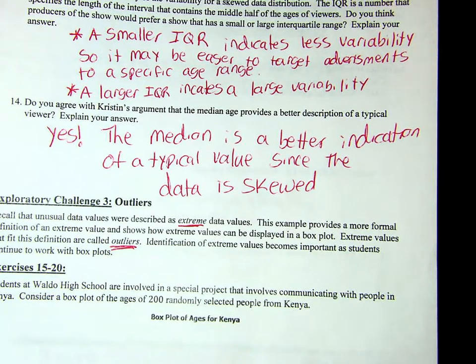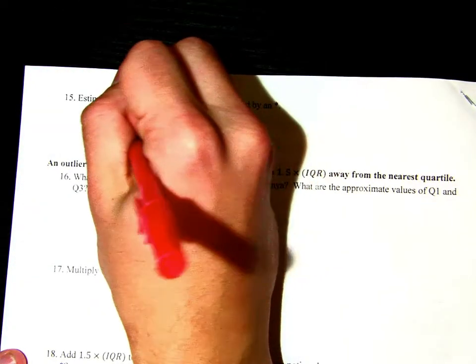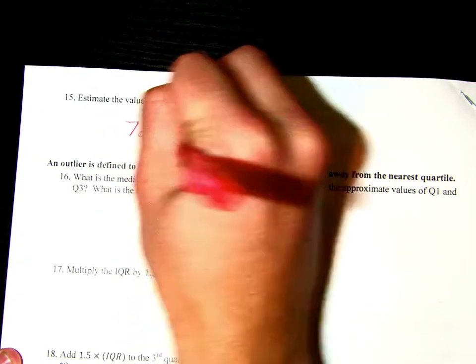So I'm going to go through and write those estimates down. You could have different estimates than I did, but I was just estimating. So we have 72, 77, 82, and 100.